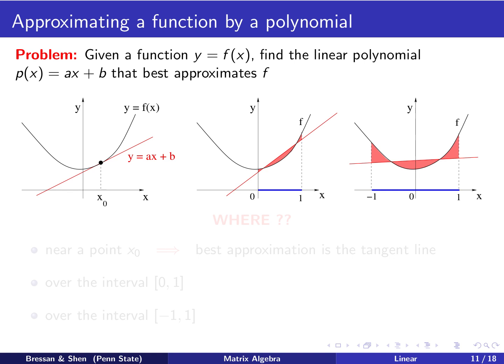Okay, so here's the setting of the problem. Given a function f, we want to find a linear polynomial p(x), which is ax plus b, represented this way for a and b scalar numbers, and we want to find it so that it best approximates the function f.